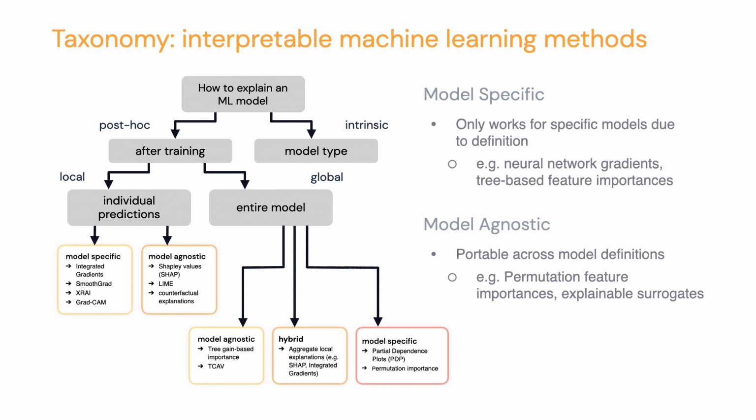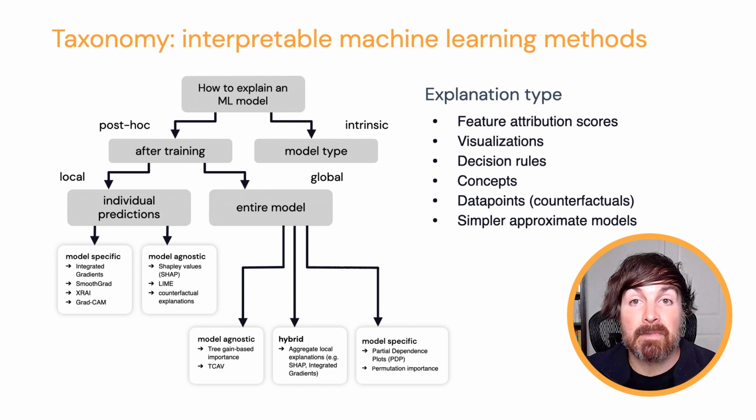Interpretability methods further differ in explanation output. Many methods return feature statistics, measuring a feature's proportional contribution to the prediction. While others extract concepts, decision rules, feature summary visualizations, counterfactual data points, or even simpler approximate models.